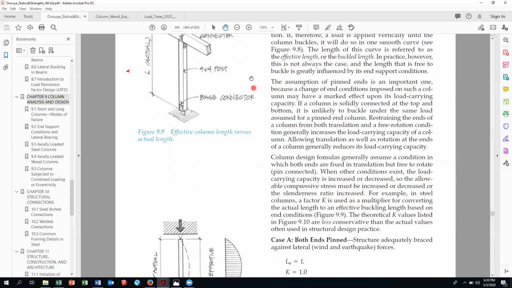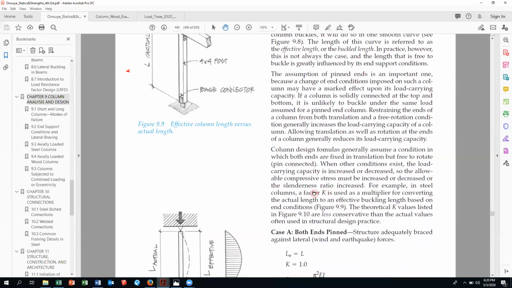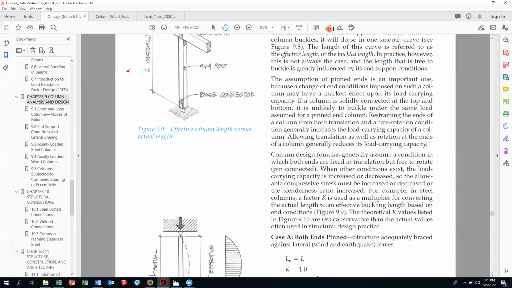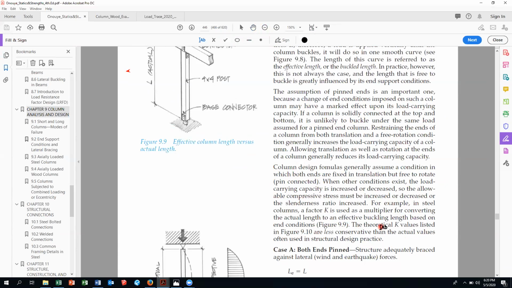And we're going to talk about, let's see, can I find that? Where is that? Is that it? Highlight text. We're going to talk about a factor K. Oh God, what am I doing now? Okay. Let's see here. I wrote it down here somewhere.